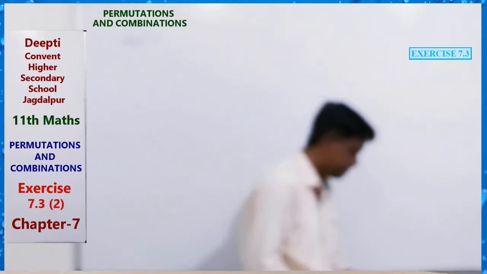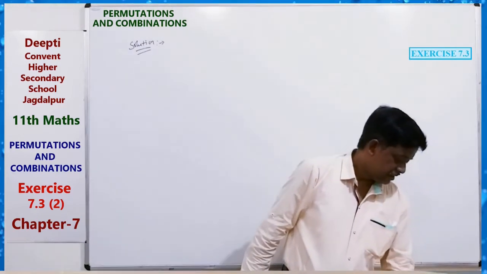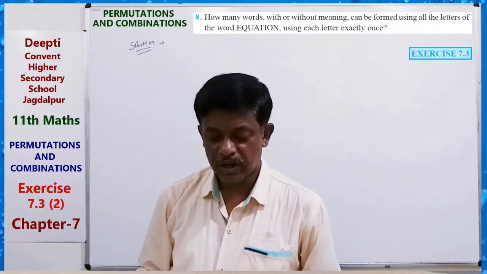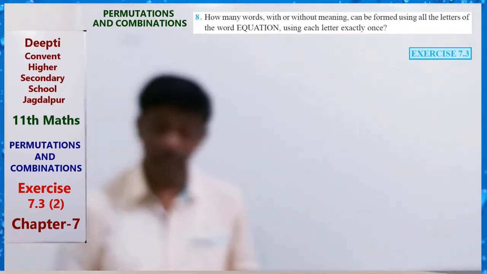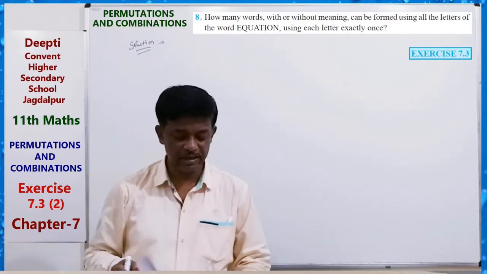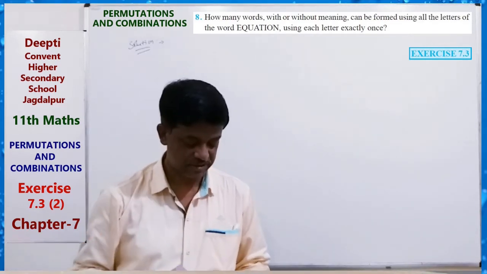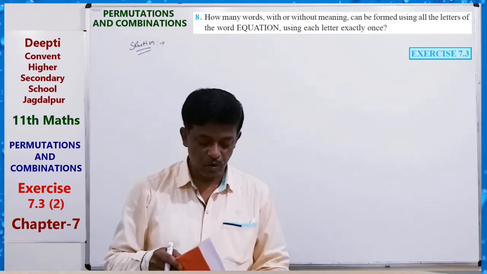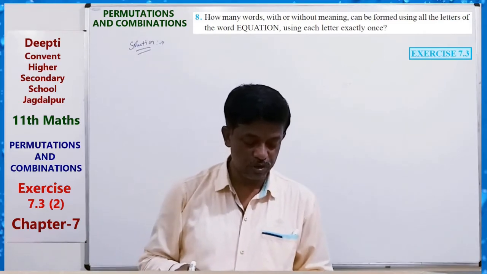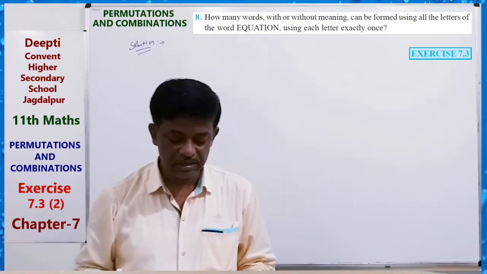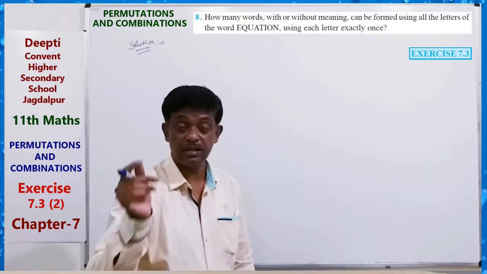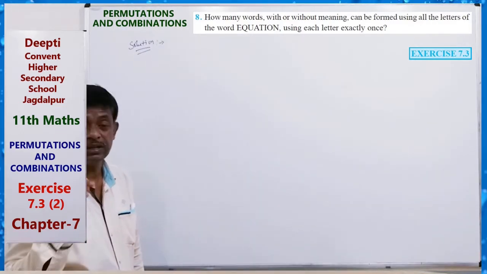Now question 8. Here, how many words, with or without meaning, meaning you can put in any order, can be formed using all the letters of the word equation, using each letter exactly once? Each letter exactly once, that is, letters should not be repeated.